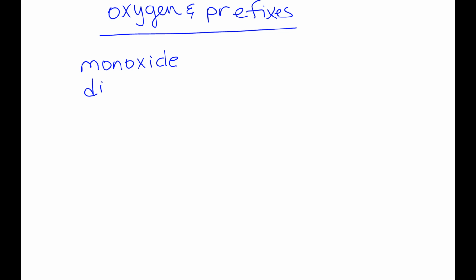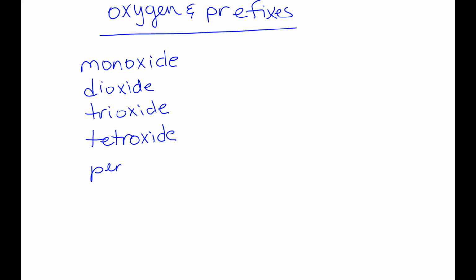Now, dioxide and trioxide are the same. They don't change at all. But now you have tetra. It is not tetraoxide. It's tetroxide. Same with penta. It's pentoxide.